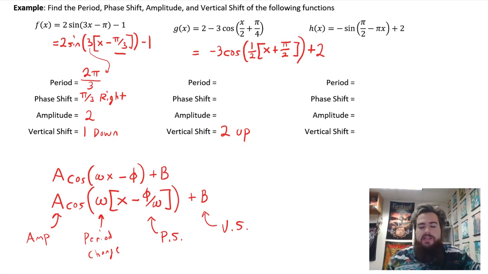The phase shift is the value that is adding or subtracting x. Because we're adding to it, that actually means we're going to do pi halves to the left this time.